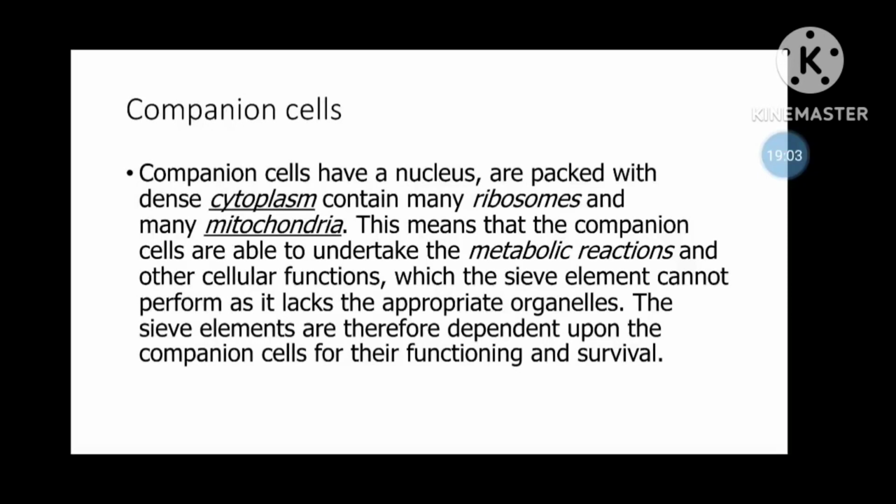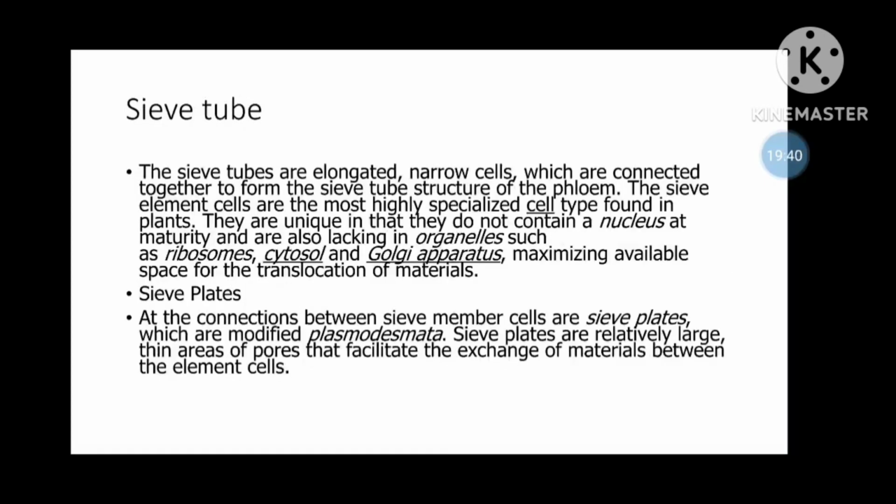Right? This means that companion cells are able to undertake the metabolic reactions about which I have already told you, and the other cellular functions, right, which the sieve element cannot perform as it lacks the appropriate organelles. Sieve tubes are not able to do this metabolic function because sieve tubes do not have these appropriate organelles. Right? So the companion cells are live cells. Right? Now come to the next slide.